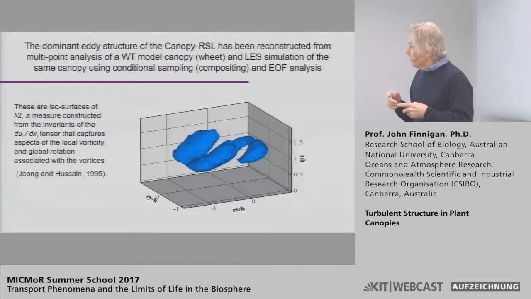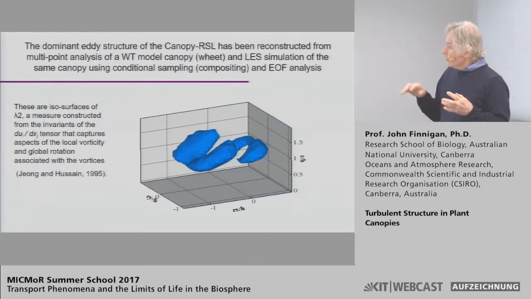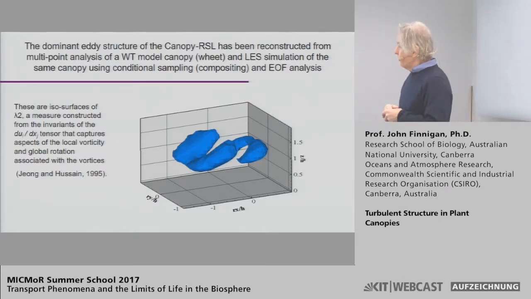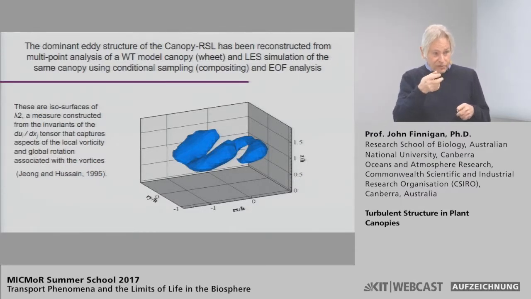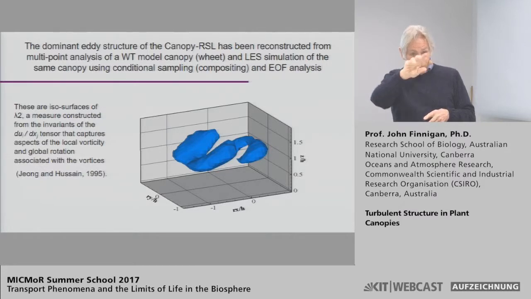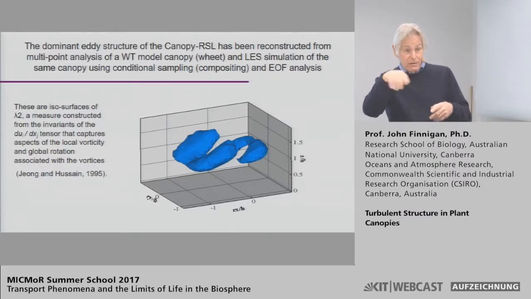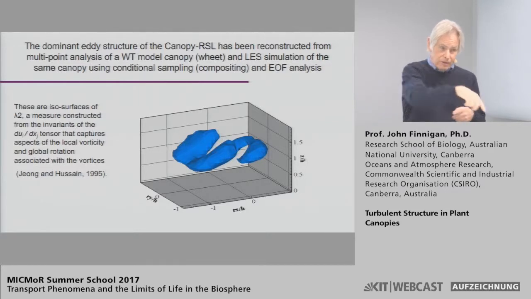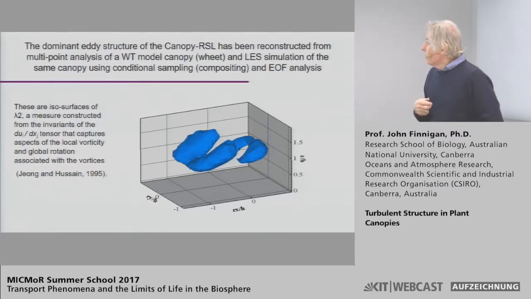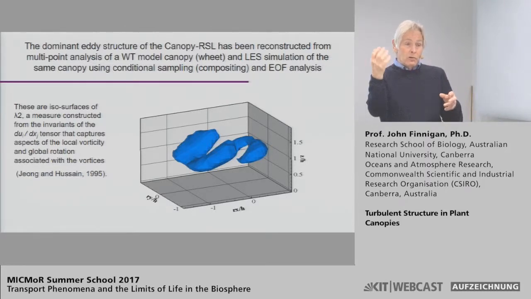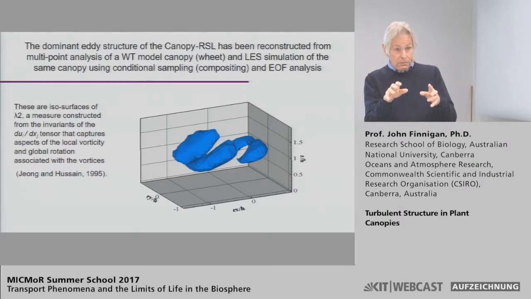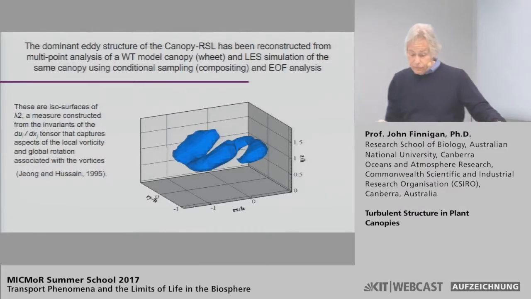So lambda2 is actually a measure constructed from the invariants of the deformation tensor. It's got some aspects of the vorticity, but also some aspects of the solid body rotation that you get in the kind of vortex that you see when you let water out of the bathtub. So plotting lambda2, and we're going to use that as a general measure, identifies regions where not only is the vorticity high, but there's coherent swirling motion of the fluid.